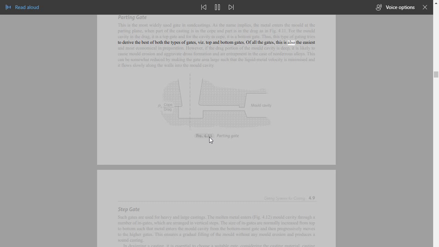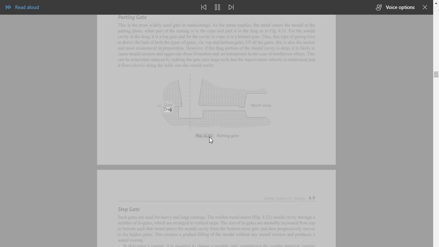Of all the gates, this is also the easiest and most economical in preparation. However, if the drag portion of the mold cavity is deep, it is likely to cause mold erosion and aggravate dross formation and air entrapment in the case of non-ferrous alloys. This can be somewhat reduced by making the gate area large such that the liquid metal velocity is minimized, and it flows slowly along the walls into the mold cavity.